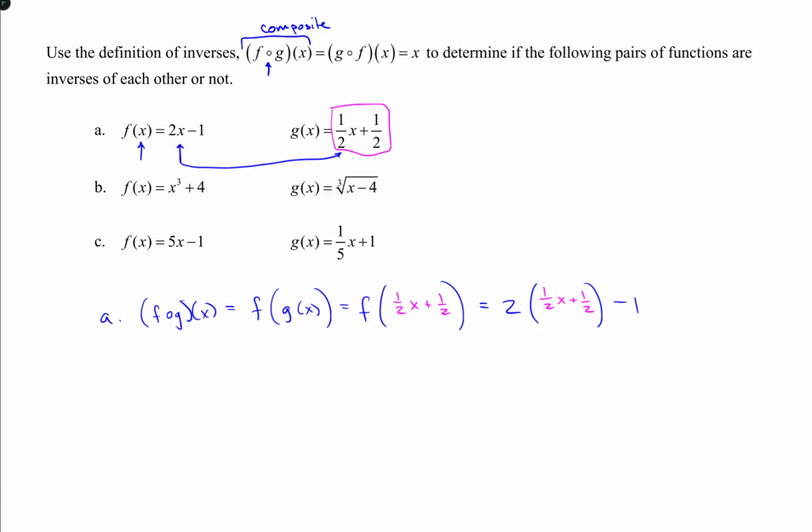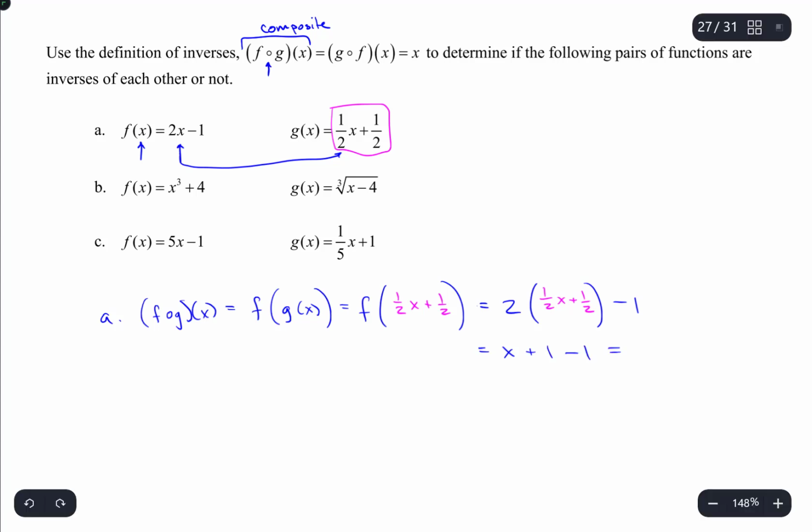which if I distribute the 2, would be 2 times 1/2 x, which is just x, 2 times 1/2 is 1, so x plus 1, and then minus 1. The positive and negative 1 cancel, and I'm left with just x. So f composed g of x in this case is x. So that tells me that yes, these are inverses.